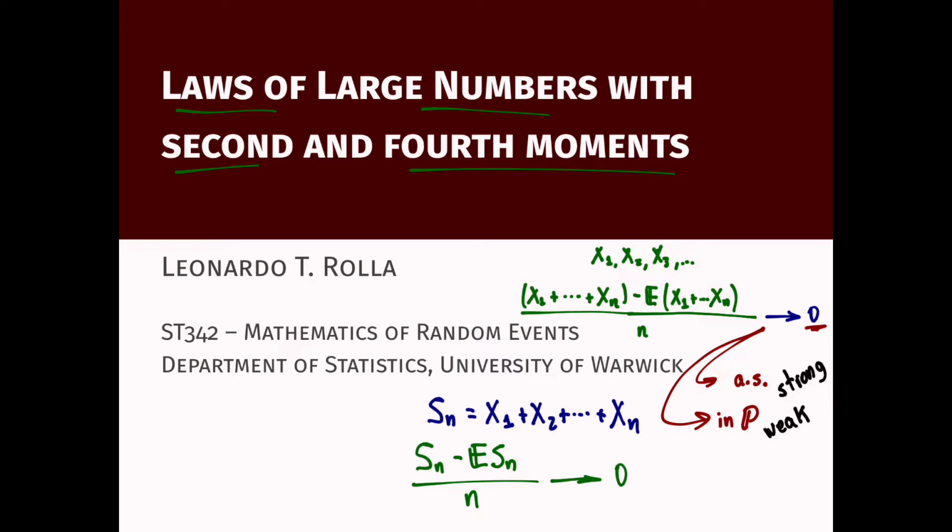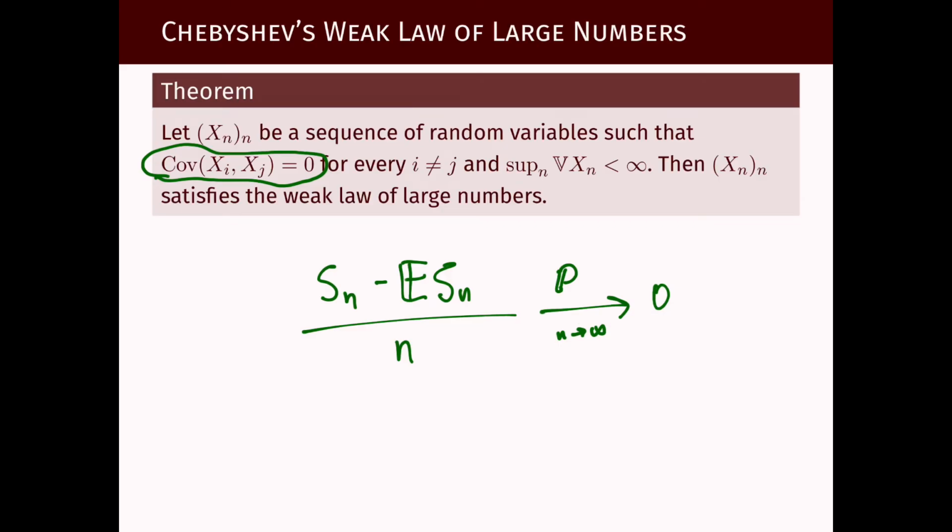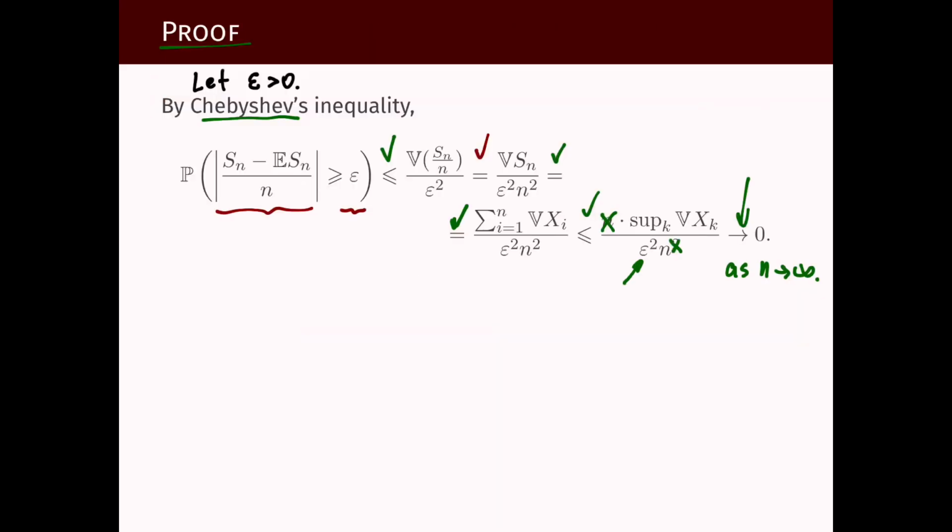So there is a strong law of large numbers. That's when this convergence here is almost sure. There is the weak law of large numbers, which is when this convergence here is in probability. Then we saw Chebyshev's law of large numbers. We saw a proof of Chebyshev's law of large numbers.